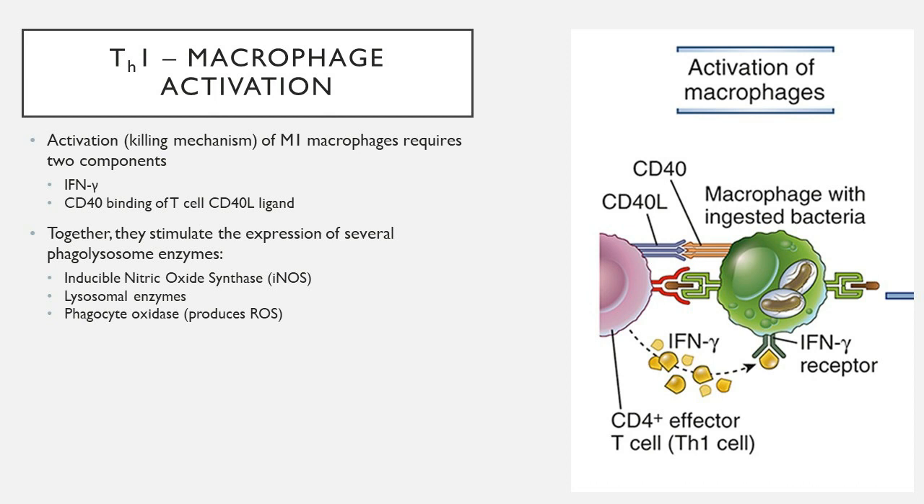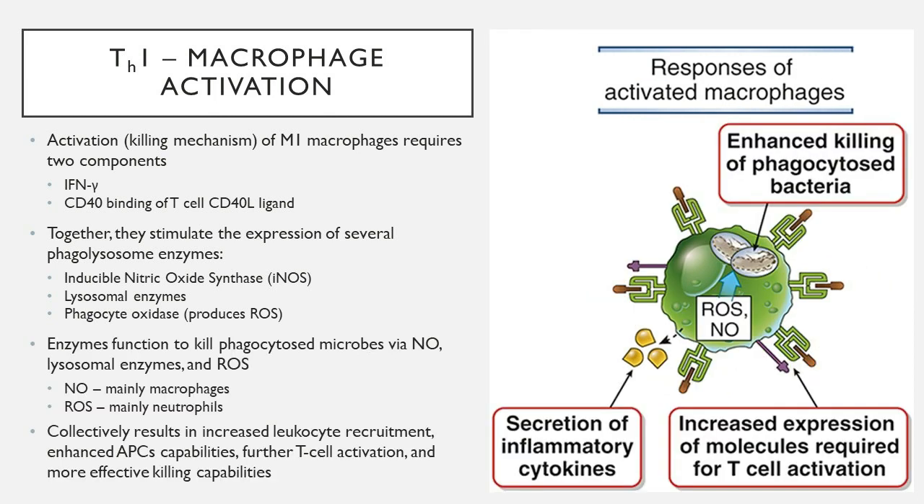The T cell's function is to then elicit IFN gamma and bind the CD40 ligand to attach to CD40 on the macrophage. When those two things happen on the macrophage, they induce the production of nitric oxide synthase, which is a killing component, lysosomal enzymes, and phagocyte oxidase, which helps produce reactive oxygen species within the macrophages. Although that's technically more related to neutrophils, whereas macrophages most dominantly use nitric oxide synthase. The main result of this is to kill the phagocytosed microbe, mainly through nitrogen oxide, but also reactive oxygen species.